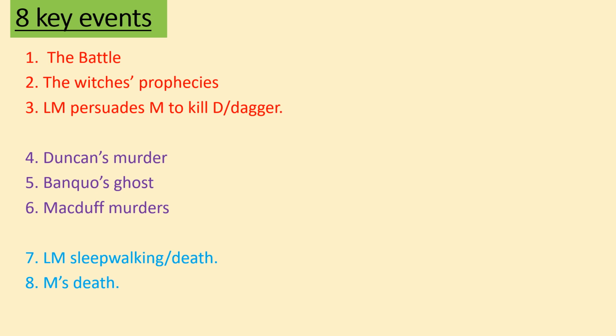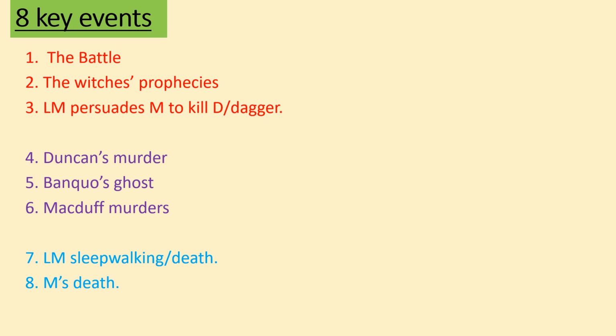As we move towards the middle, point number 4 is Duncan's murder. While we actually don't see it, it's what happens afterwards. Macbeth and Lady Macbeth's responses to actually killing the king are very different and important to know. Then in the middle of the text, we have Banquo's ghost, a really vital scene when we are looking at guilt. Number 6 is the Macduff murders.